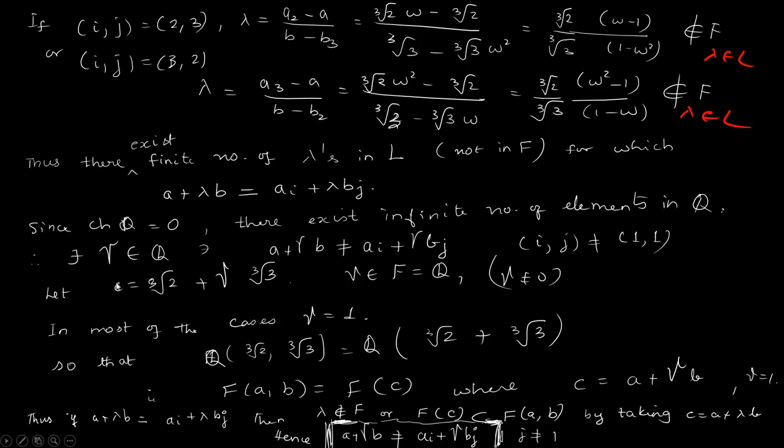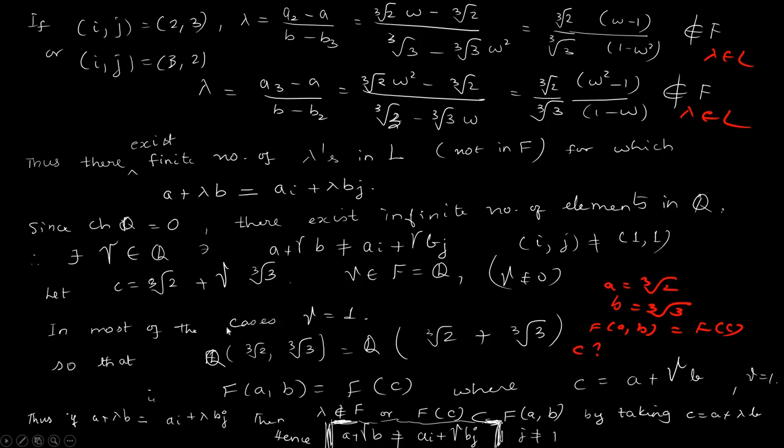Now, in this particular case, remember our a is cube root of 2 and our b is cube root of 3. Only for this we want f of ab equal to f of c. What is that c? That is our problem in this case. So we take c as cube root of 2 plus gamma cube root of 3 with gamma in F. Of course gamma should not be 0. But in most cases, this gamma will be 1.